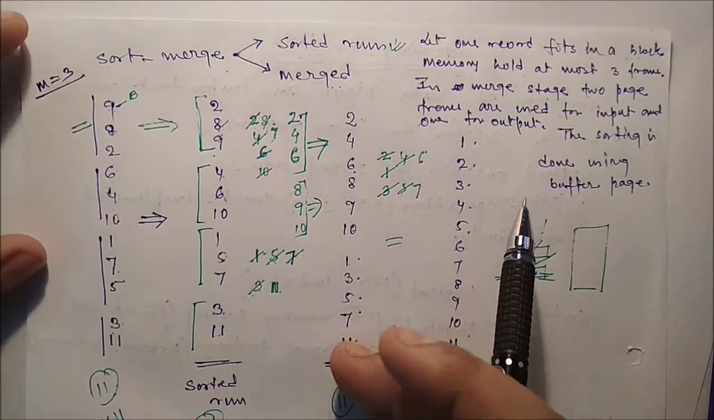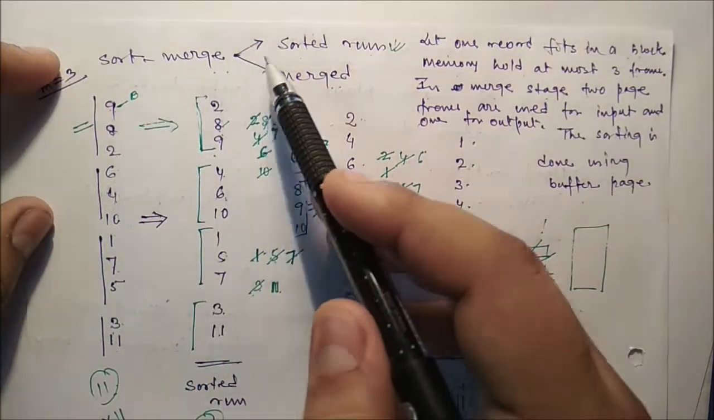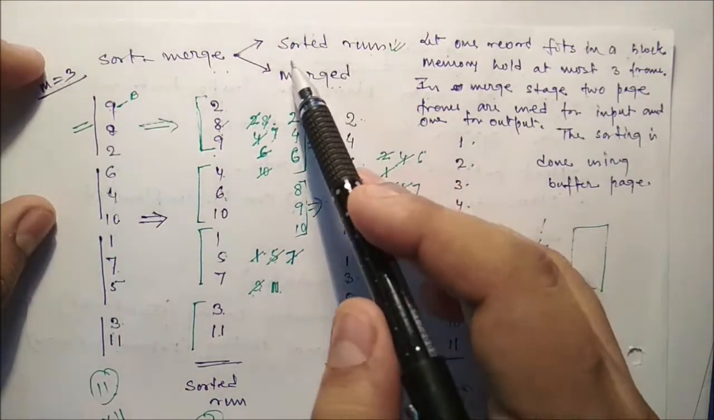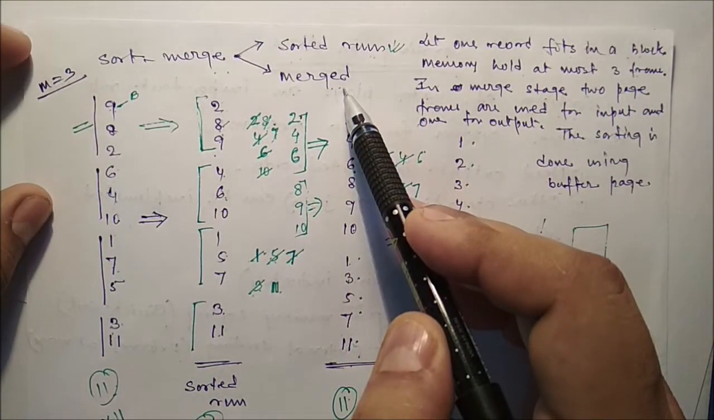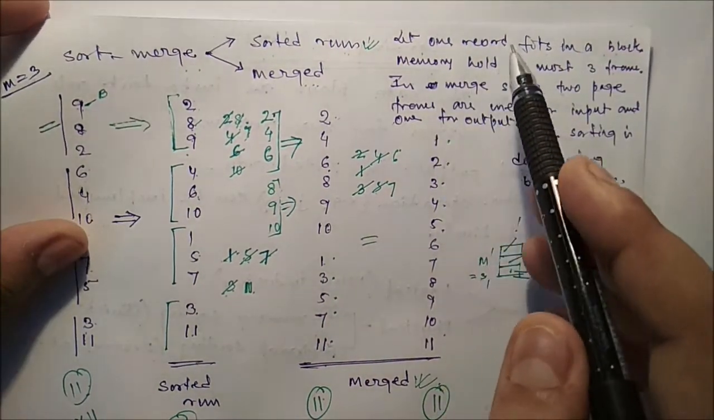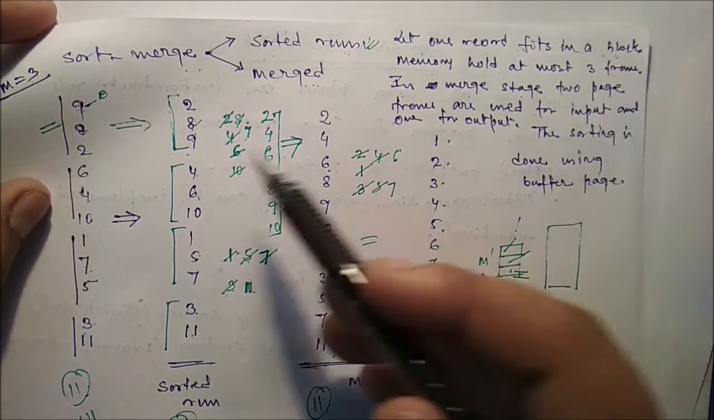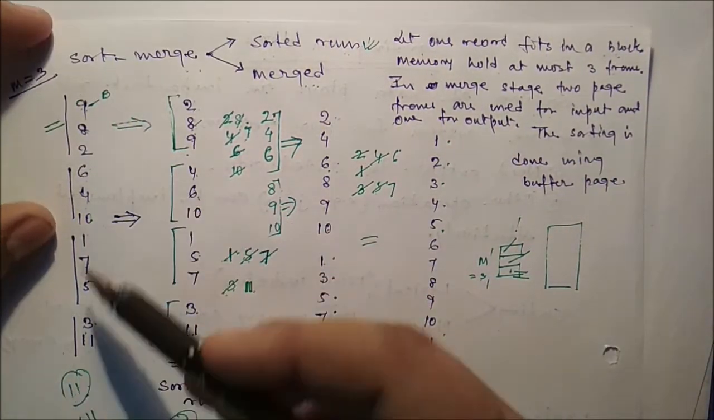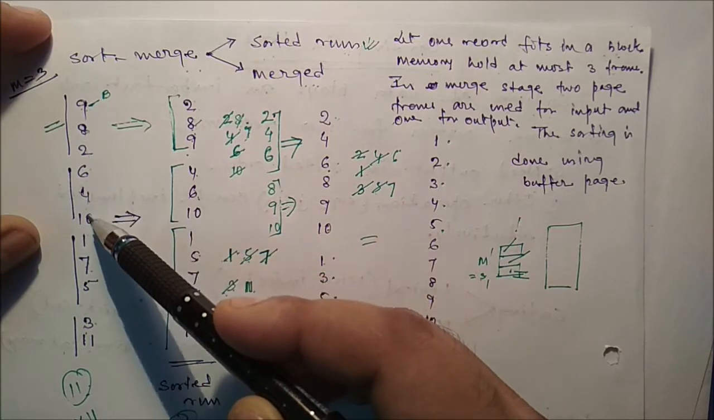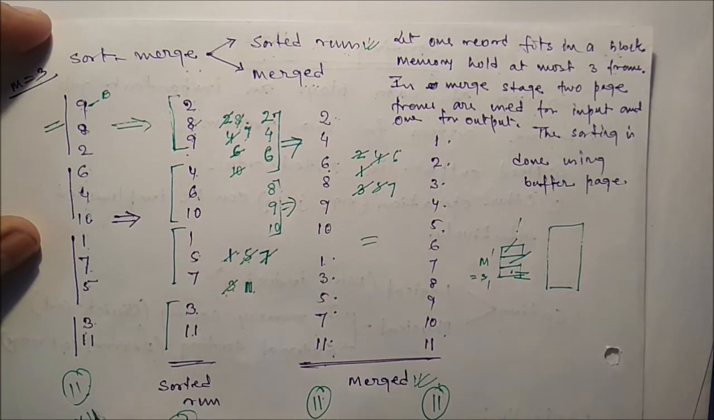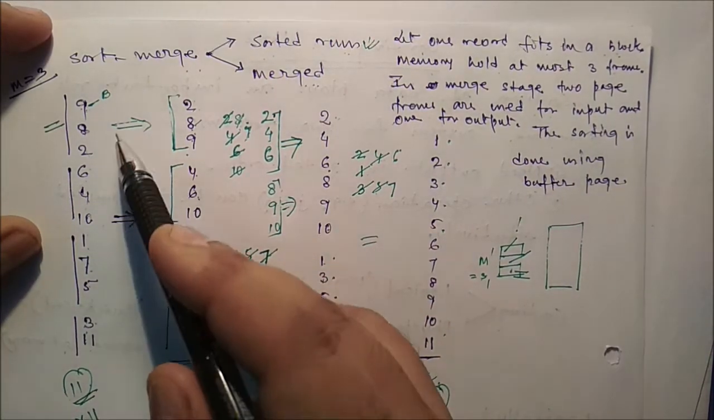Now see the sort merge algorithm. Two phases are there: sorted runs and merge. Here let one record fit in a block. Say these are the records: 1 2 3 4 5 6 7 8 9 10 11. So 11 data are there, which means 11 blocks are there.